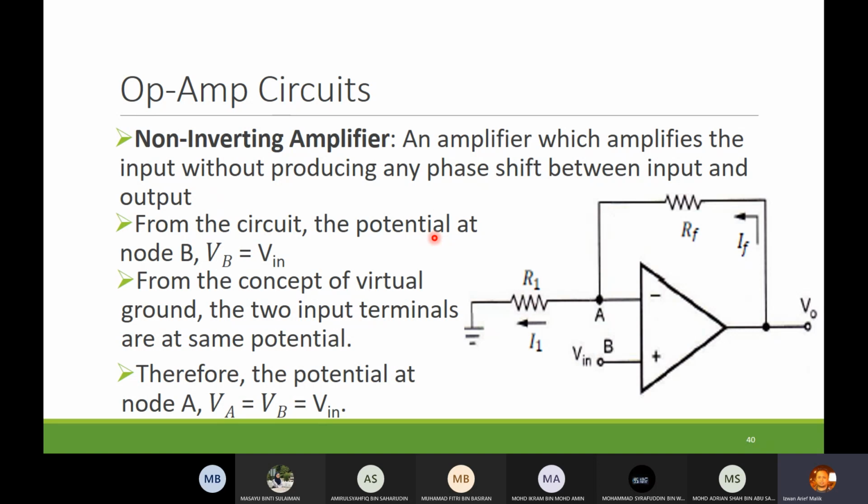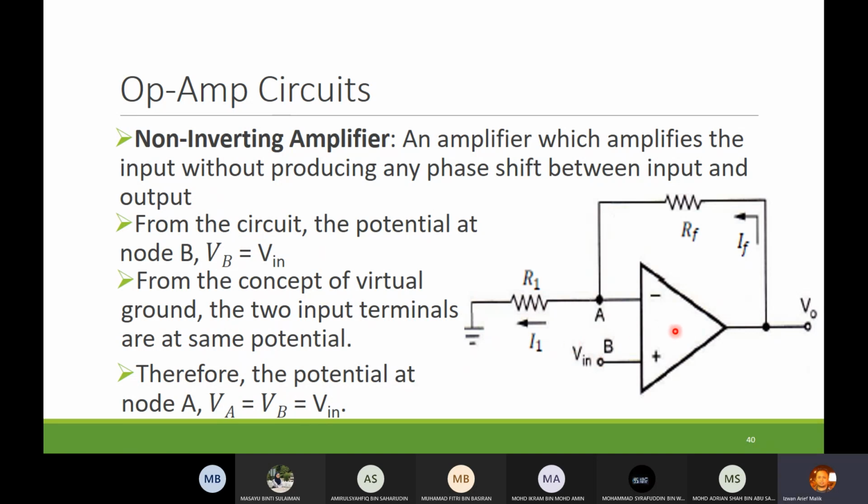For the non-inverting amplifier, this amplifier amplifies the input without producing any phase shift between the input and output. Whatever phase you apply on the input will also be the phase for the output. From the circuit, the potential at node B, which is VB, here, is equivalent to Vin. From the concept of virtual ground, the two input terminals are at the same potential. So the potential at node A is equivalent to VB. So VA equals VB equals Vin.